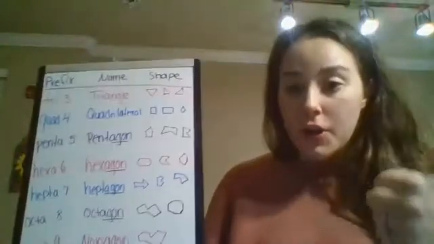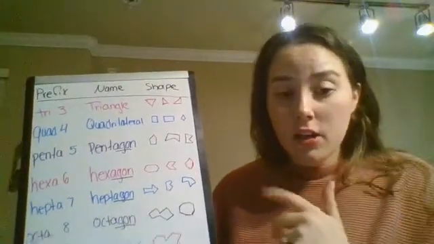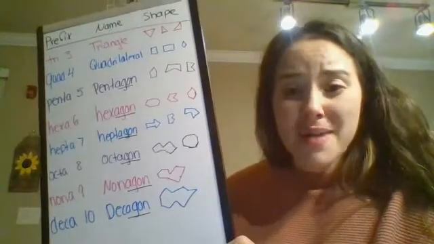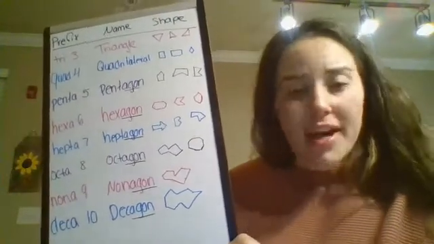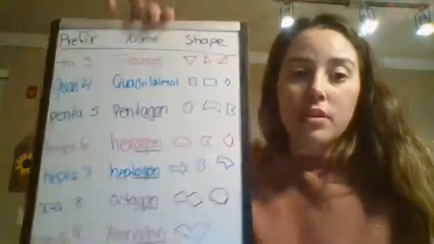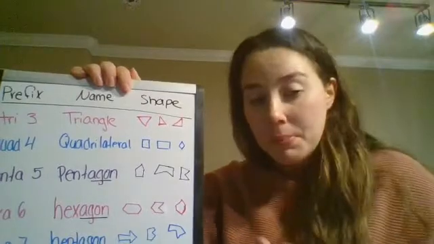There are no intersecting lines. So remember, intersecting. None of my shapes here have intersecting lines. So no curves, no intersecting lines. They're all straight, and all of my shapes are closed. That means all of my sides are touching. I do not have any open shapes here. So we talked about what polygon means, and all of those things make up a polygon.